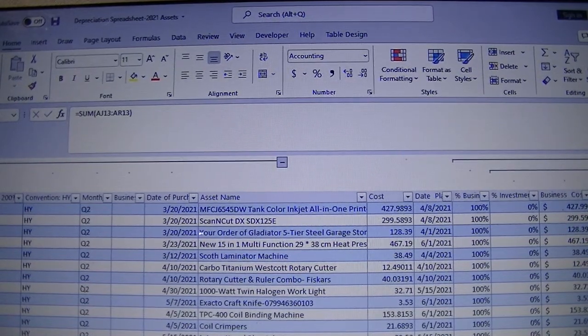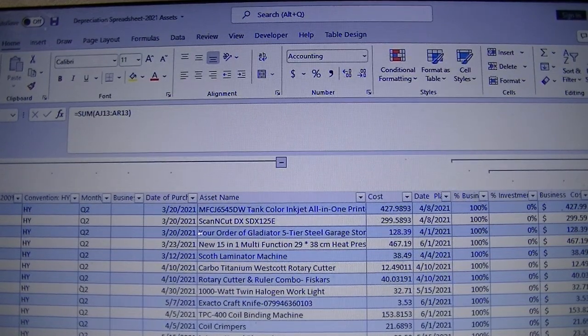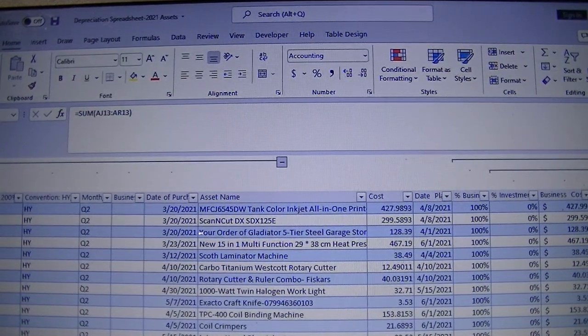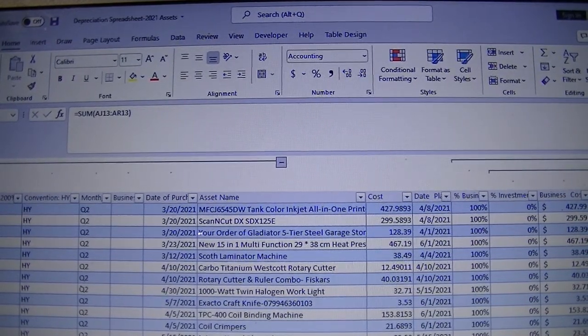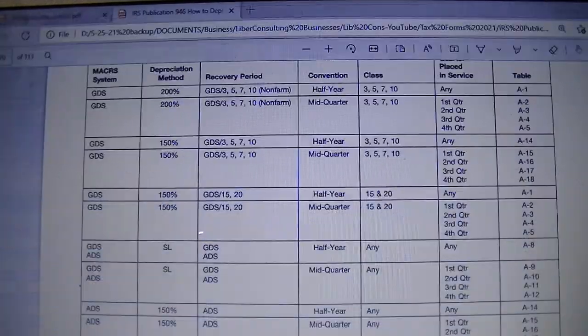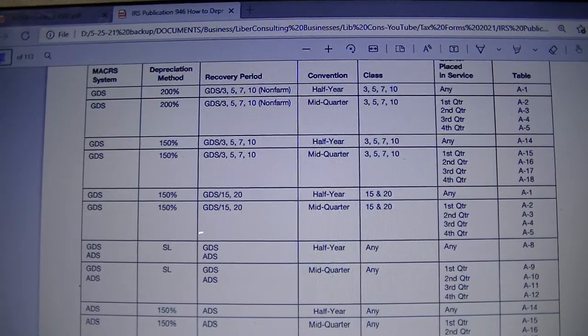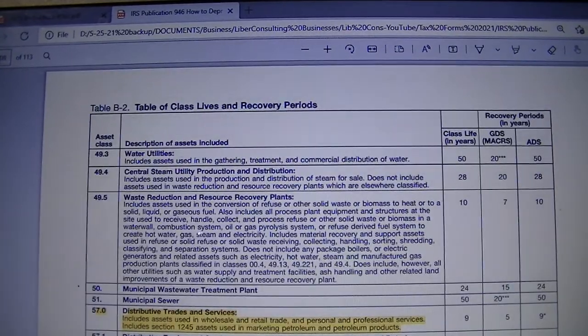Another scenario will be you didn't find the asset in table B1, and you didn't find the asset in table B2. You didn't find the business that is using the assets in table B2. Therefore, at the end of table B2, there are some other options that you can use. Let's go back there.